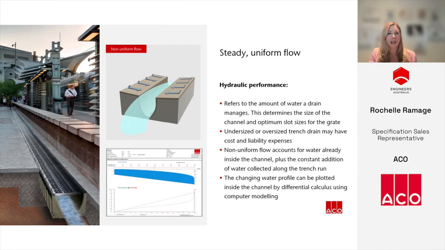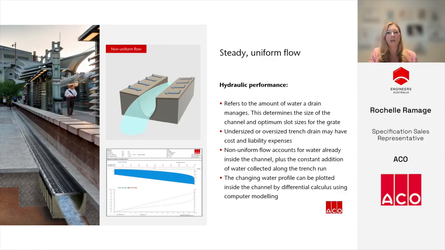If the drain is undersized, it's going to flood. If it's oversized, you're going to add unnecessary cost to a project. Many designers use simple pipe or open channel theory, but that assumes uniform flow, meaning the water depth and velocity are constant along the channel, and that's not how trench drains behave.